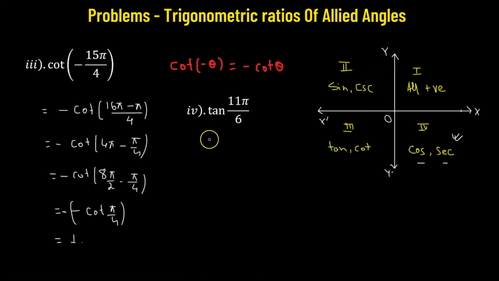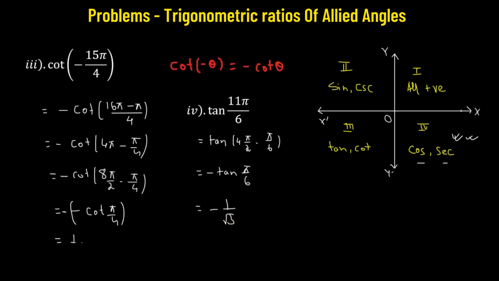We have tangent of 11 pi over 6, which we can re-express as 4 pi over 2 minus pi over 6. We have an even multiple of pi over 2, so tangent stays as tangent. We have tangent of pi over 6. 4 pi over 2 means we are in the fourth quadrant. Also subtracting pi over 6 doesn't affect it. We are still in the fourth quadrant where cosine and secant are positive. So we're going to get negative tangent of pi over 6, and our final value is going to be negative 1 over square root of 3.